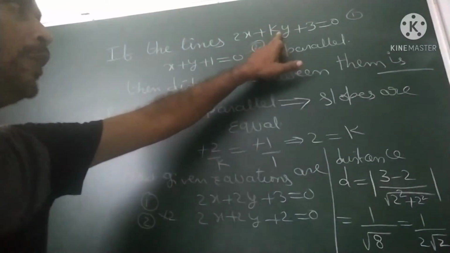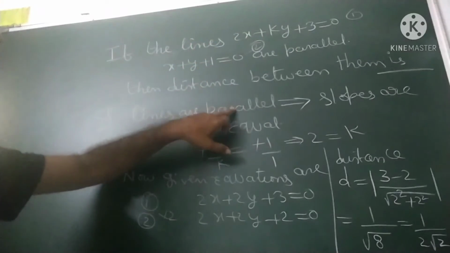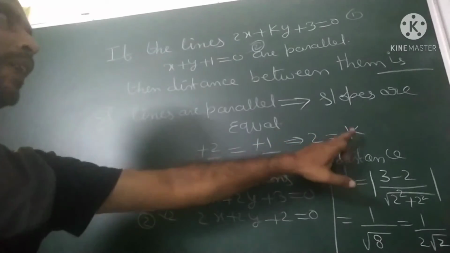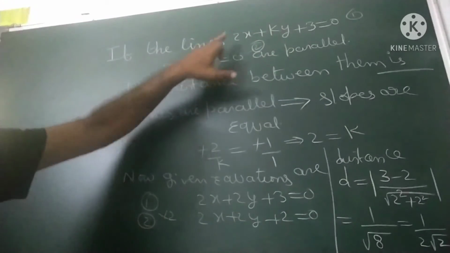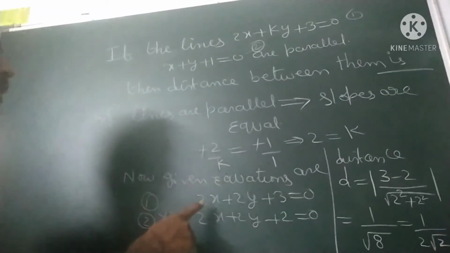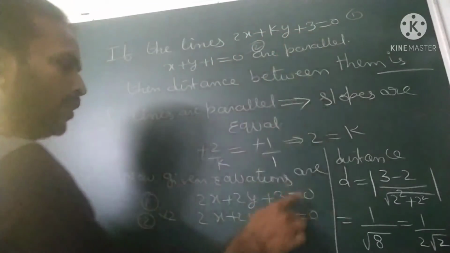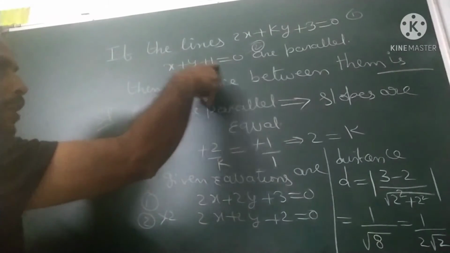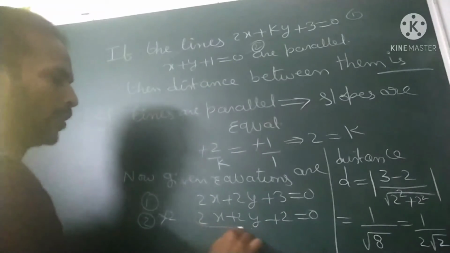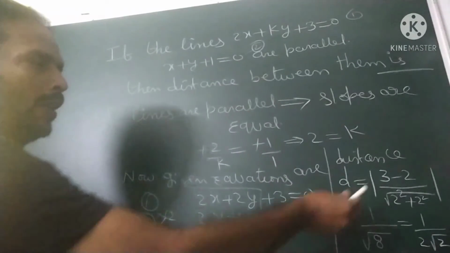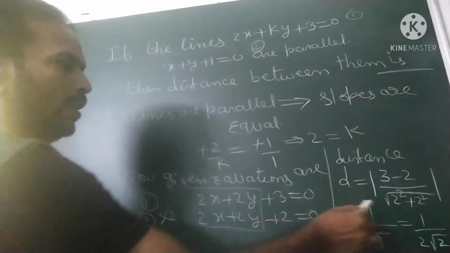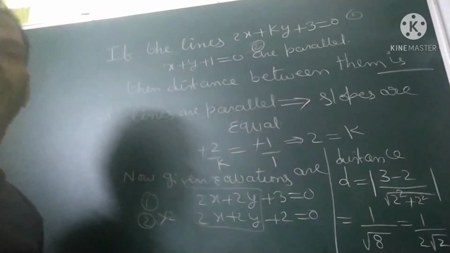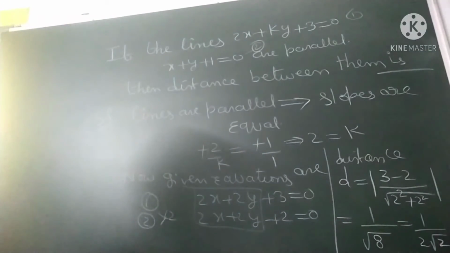So what is the point here that is different? You have to find the k value. How are you finding it? Lines parallel given means slopes are equal. By equating their slopes, you can get the k value, and make both equations have the same terms. That's why 2x plus 2y plus 3 equals 0 as it is for the first equation, and the second equation multiplied by 2 gives 2x plus 2y plus 2 equals 0. Now these terms are equal, then apply the formula c1 minus c2 by root of a square plus b square. You got 1 by root 8, that is the same as 1 by 2 root 2. This is the one model.